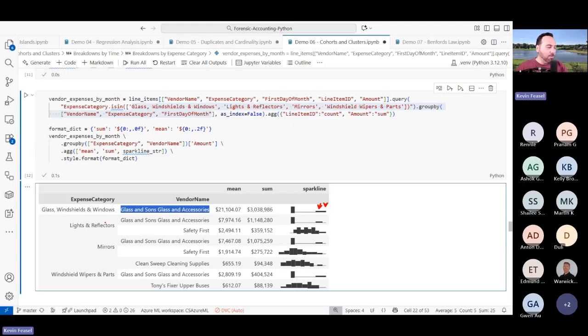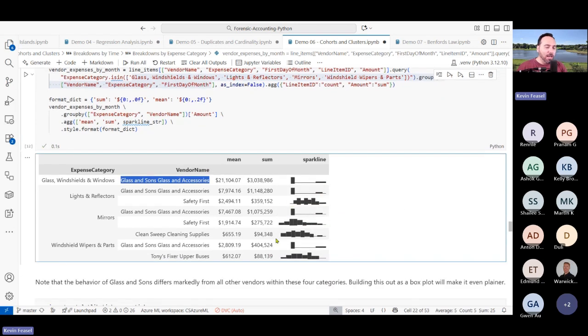If we look at lights and reflectors, Safety First is one of our lights and reflectors vendors. So we have kind of a spread of data. And for this other vendor, Glass and Sons, we have a lot of data that's way down here and some that's way outside. If we look at mirrors, Safety First, again, has a distribution of data, kind of a hump of data. Whereas Glass and Sons has a bunch of data and then some over here. So their behavioral pattern looks to be different from everybody else who is a competitor in the same category.